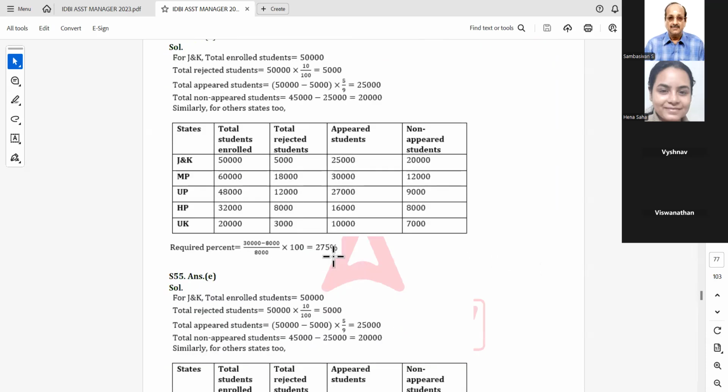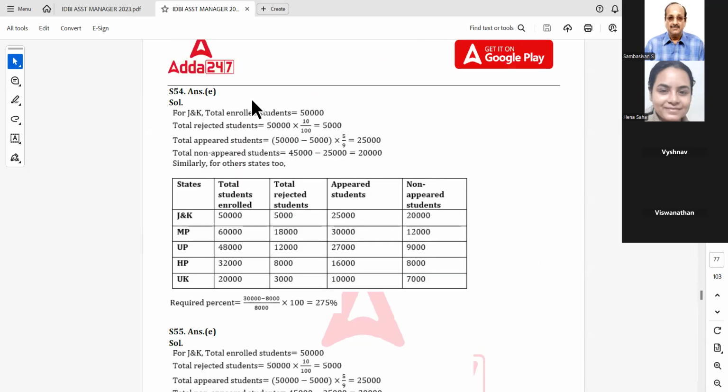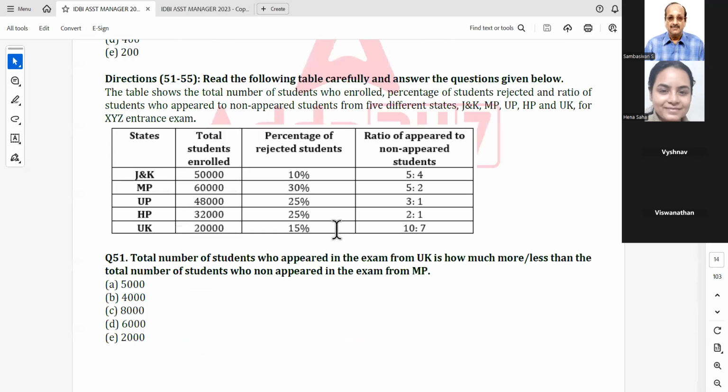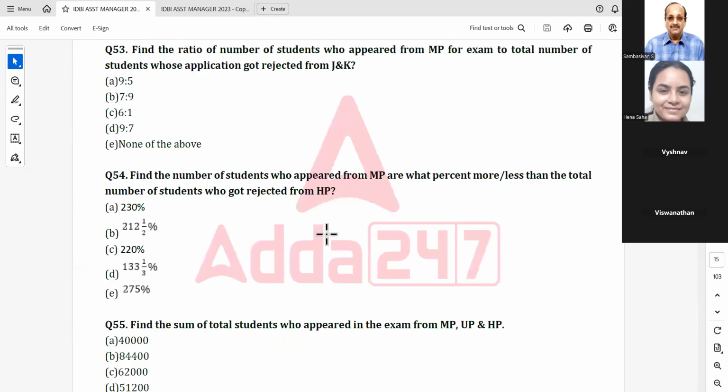See here. 30,000 minus 8,000 divided by 8,000 into 100. So you should take only 22,000 by 8,000. Are you seeing here now? Yes, sir, I'm seeing, sir. Yeah, very good. Now, next question is 55.